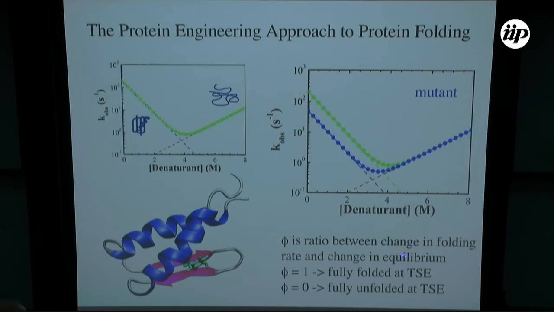And that's what people will call here a phi value 1, which is fully folded at the transition state. So what the implication here is that the mutations that you made change interactions that are all formed in the transition state. Right? You can have the opposite effect, in which this limb doesn't change and all the change is here, and in that case you will have a phi value 0. Okay? And of course, you can have anything in between.